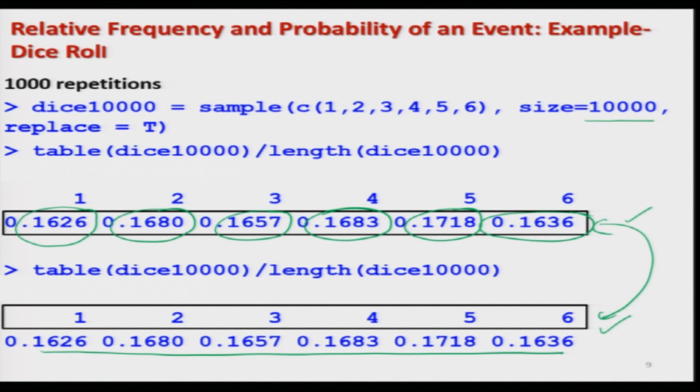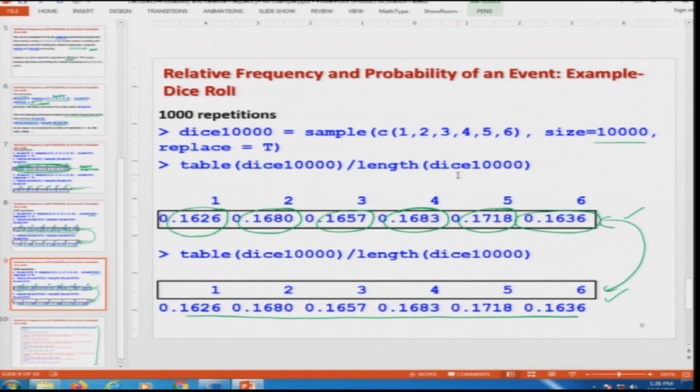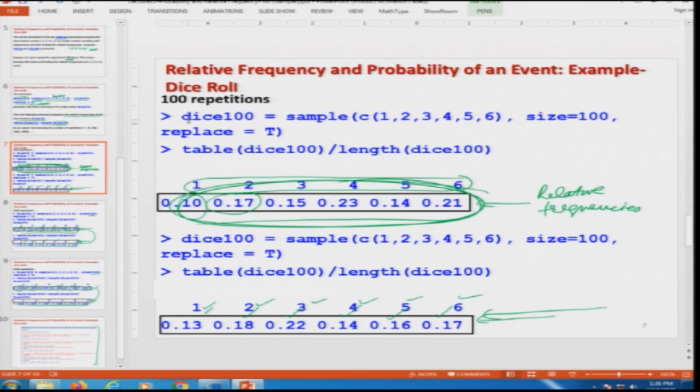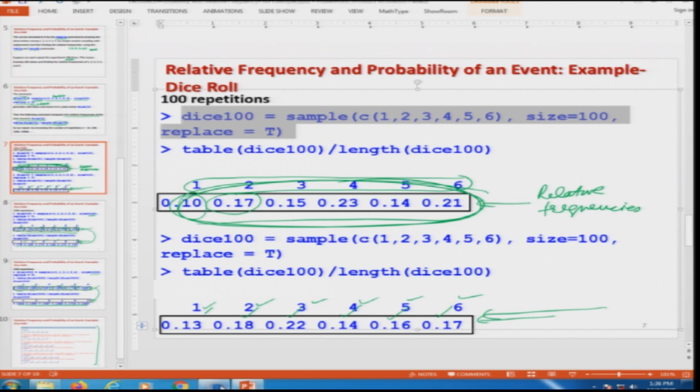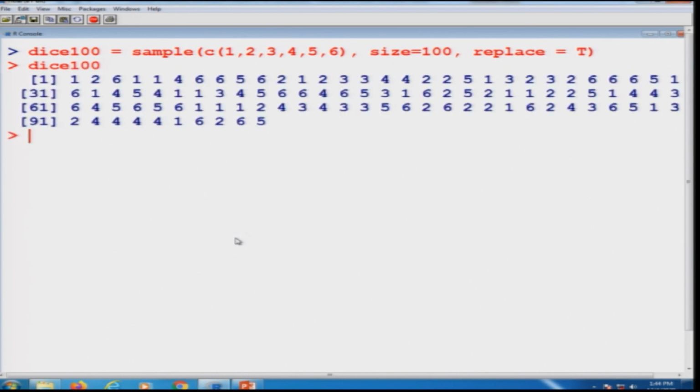Right. Now, let us come to the R console and I will try to show you how these things are going to work here. So, let me just copy this command so that I can save some time. So, you can see here that the outcome of this dice 100 is like this.